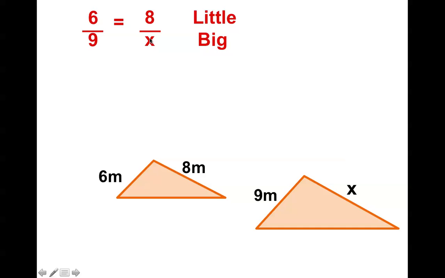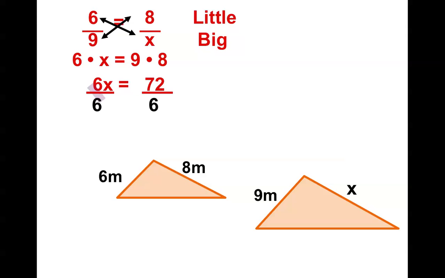In order to solve this, we can cross multiply. 6 times x is 6x. 9 times 8 is 72. I divide by 6 and divide by 6. And I get the answer, x equals 12.